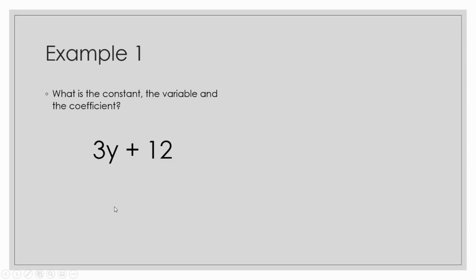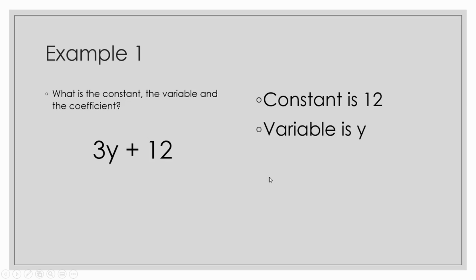So let's say we have this equation, 3y plus 12. What is the constant? What is the variable? And what is the coefficient? The constant is 12. 12 is this value that will never change. The variable is y. It is our letter or our symbol. And the coefficient is 3. It is the number we are multiplying our variable by.